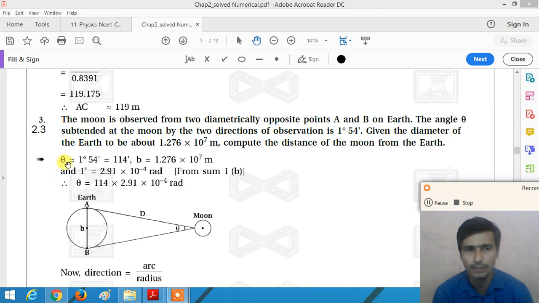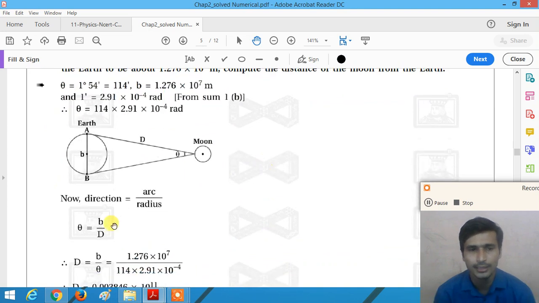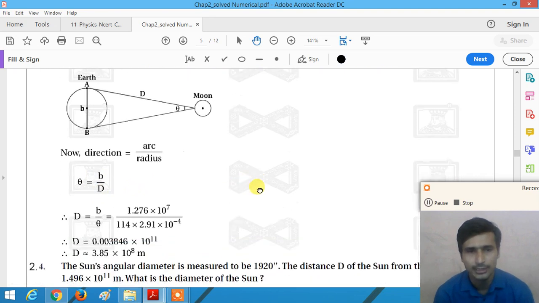So first we convert this theta, 1 degree 54 minutes, into radians. So 1 degree 54 minutes is equal to 114 minutes, and 1 minute is equal to 2.91 into 10 raised to minus 4 radian. So theta is equal to 114 into 2.91 into 10 raised to minus 4 radian. So by the definition of angle, theta is equal to B divided by D, right? From this formula, D is equal to the distance between moon and earth. Capital D is equal to B divided by theta.